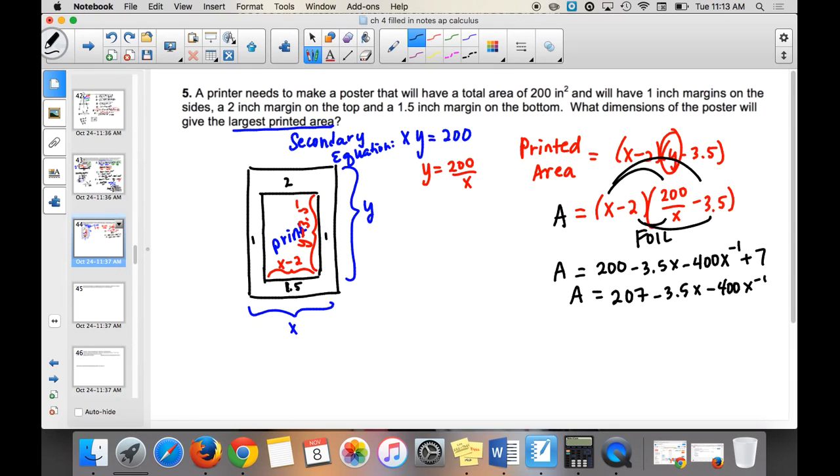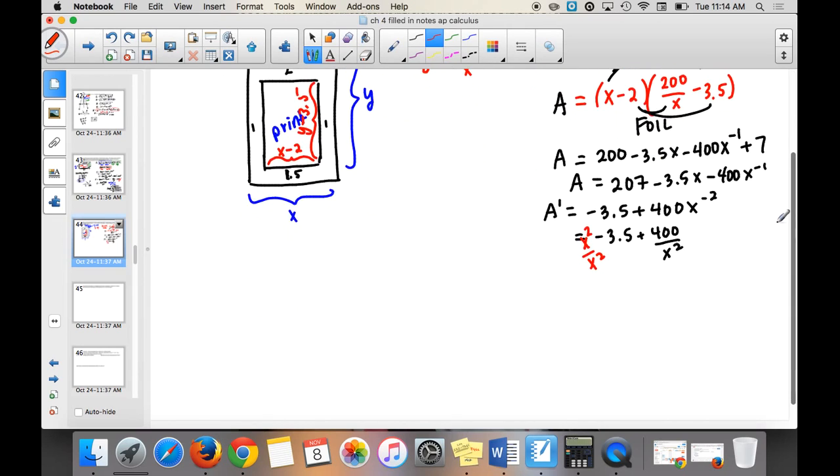Okay, we're trying to maximize this area. We want to find the largest printed area. So we're going to take the derivative. So I have A prime is equal to negative 3.5 plus 400x to the negative 2. So I took the derivative. Everybody with me? Okay. So simplify our derivative. So I have negative 3.5 plus 400 over x squared. So that's where I typically get my common denominators. I'm going to multiply by x squared over x squared. So I have A prime equals 400 minus 3.5x squared all over x squared.